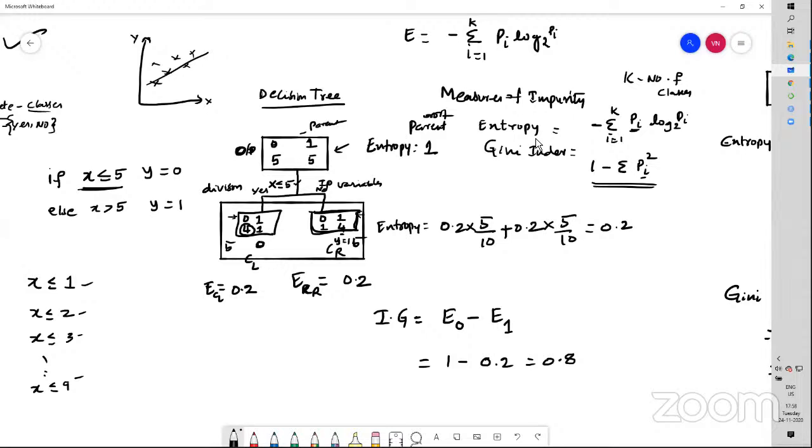So here for this example, we have computed the entropy. Minus, what is the probability for the first class? 5 divided by 10, because the total number of observations in the node is 10 and 5 observations belong to the first class. So the probability for the first class is 5 by 10, log of 5 by 10 to the base 2. And for the second class, how many observations belong to the second class? Again 5. So the probability of the second class is 5 by 10, log of 5 by 10 to the base 2.